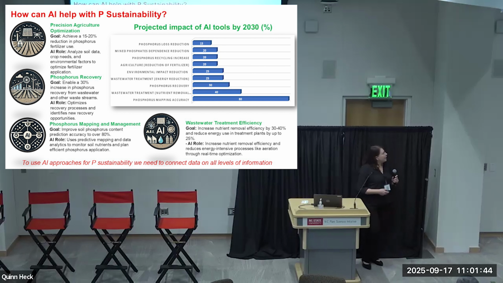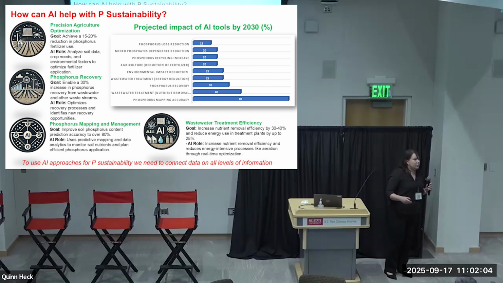And if we look at different types of things, we can say, for example, we can have better phosphorus recovery, where AI can optimize the recovery process and look at new recovery opportunities. We can have phosphorus mapping and management, right? Use predictive mapping, that we just saw, and look at monitoring different soil nutrients and planning applications. We also can do it more holistically, right? So we can layer many different types of data, connected, integrated, and have a very holistic approach for that.